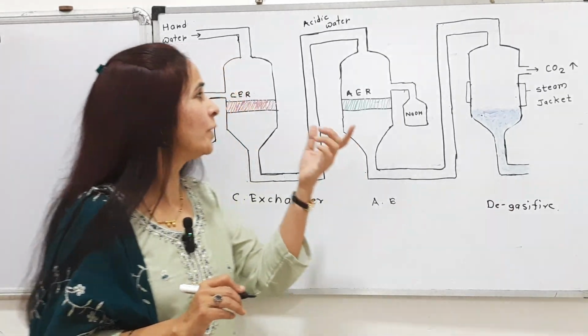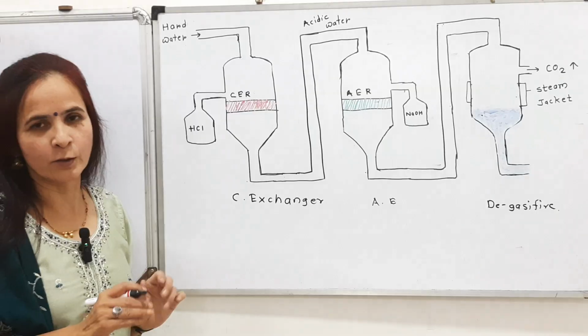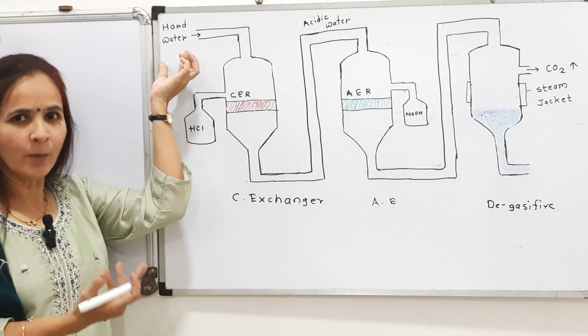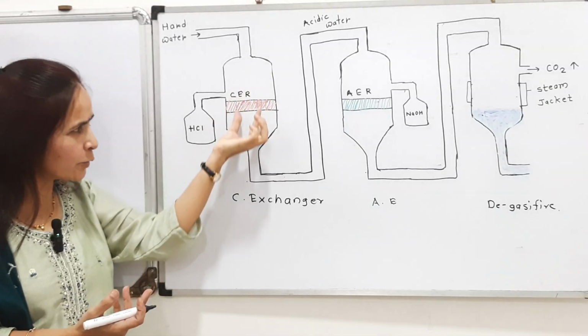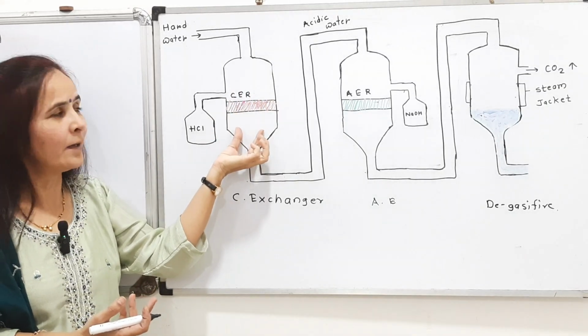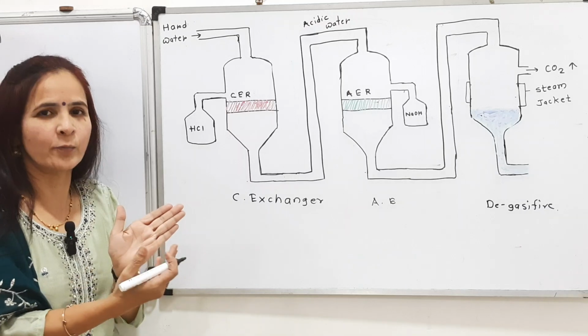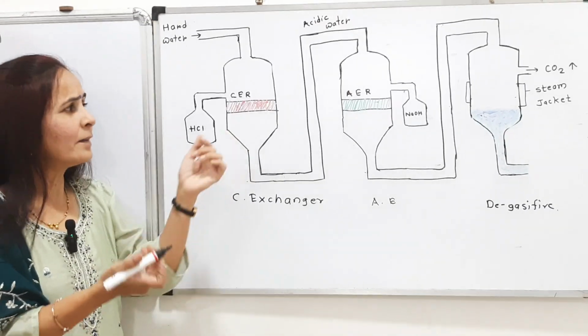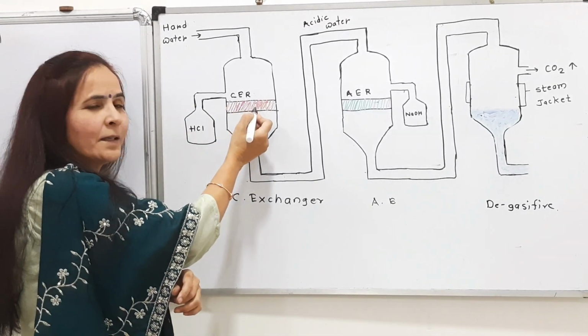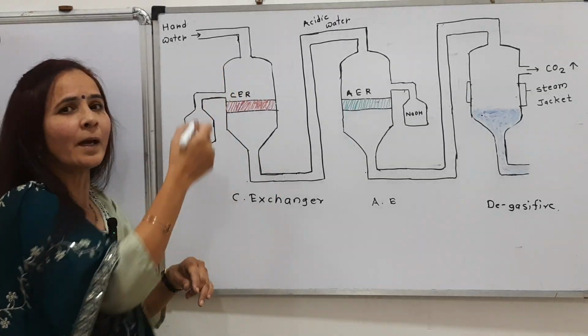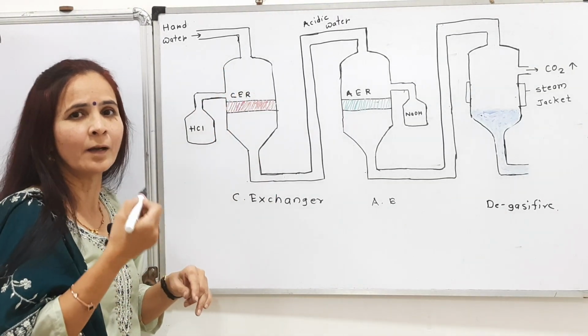Now we will see how the cation exchanger resin works. Whenever hard water, that is impure water, is passed through this cation exchanger resin, an exchange of cations takes place within this cylinder. Here the H+ ions from the resin get exchanged with the calcium and magnesium present in the hard water.